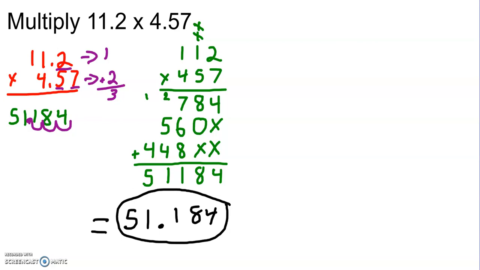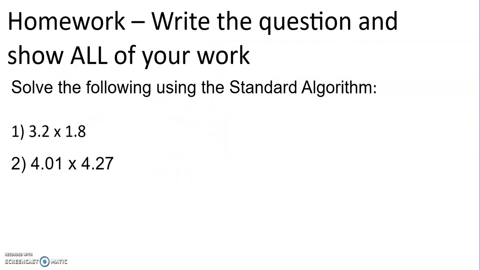All right, now that we've gone over 2, I want you to try 2 on your own. I want you to show all of your work, and I want you to solve this using the standard algorithm method. If you choose to use another method, you may to check your work, but I want to see the standard algorithm in your notebooks. So I want you to do 3 and 2/10 times 1 and 8/10. And the second problem is 4 and 1/100 times 4 and 27/100.